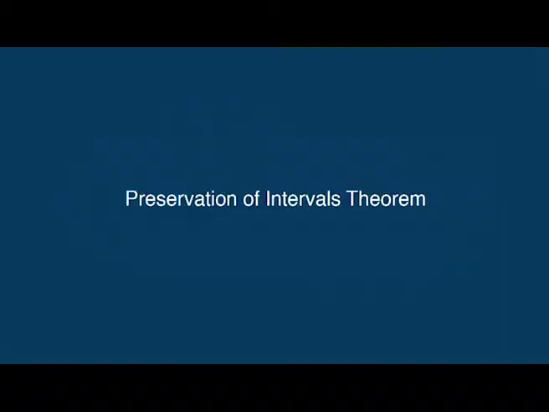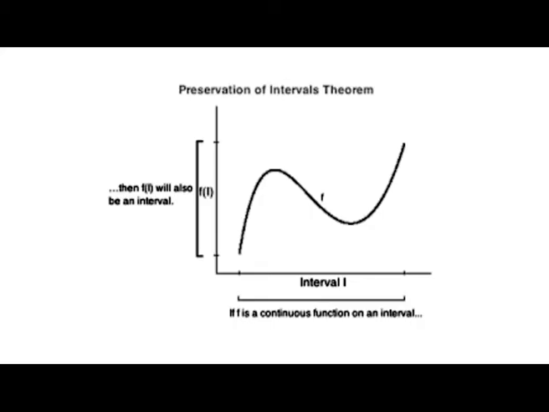We now state and prove that intervals are preserved by a continuous function. Preservation of intervals theorem: let I be an interval and let f, a function from I into R, be continuous on I. Then the set f(I) is an interval. To prove this, let α, β belong to f(I) with α less than β. Then there exist points a, b belonging to I such that α equals f(a) and β equals f(b).